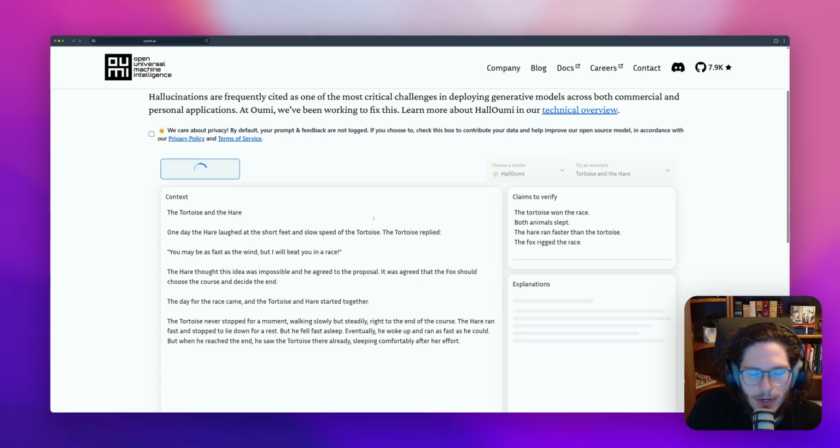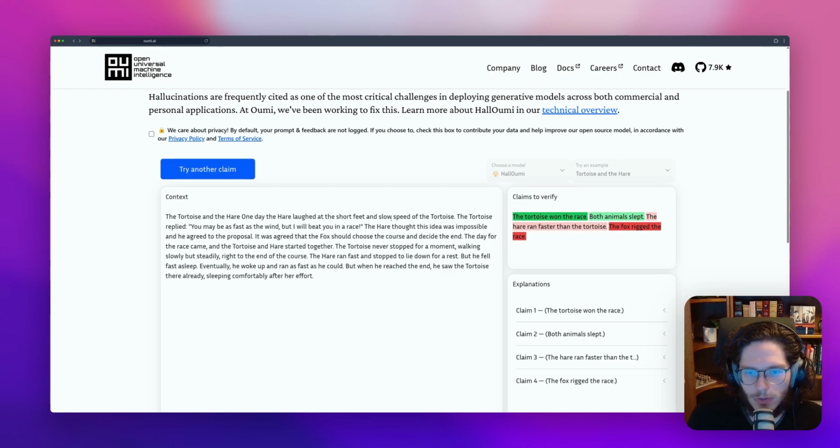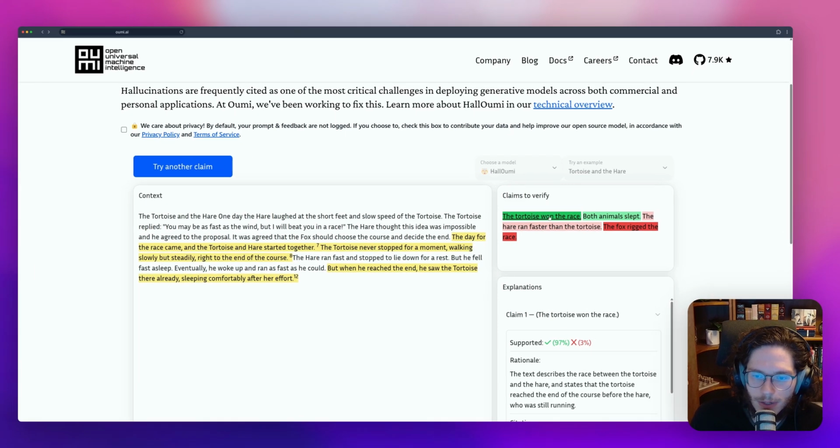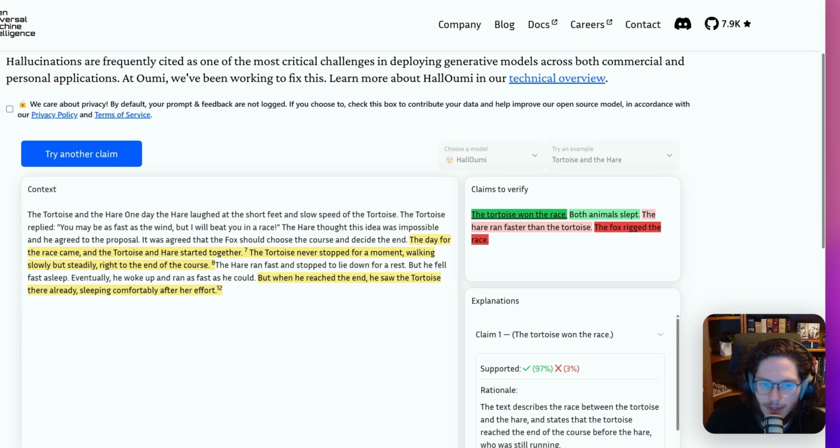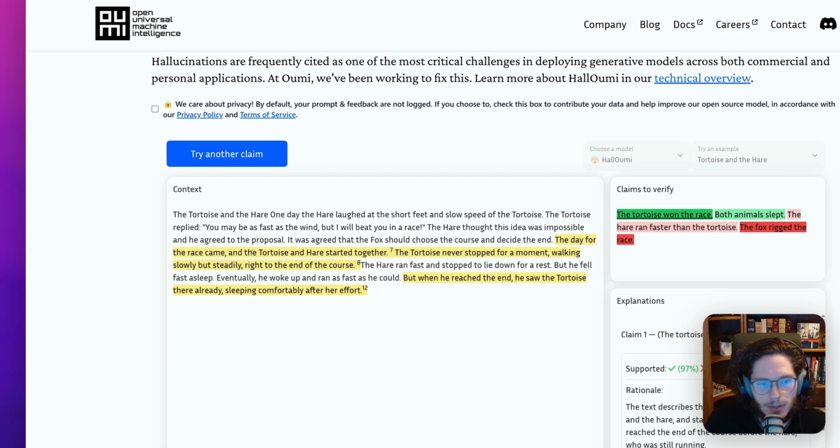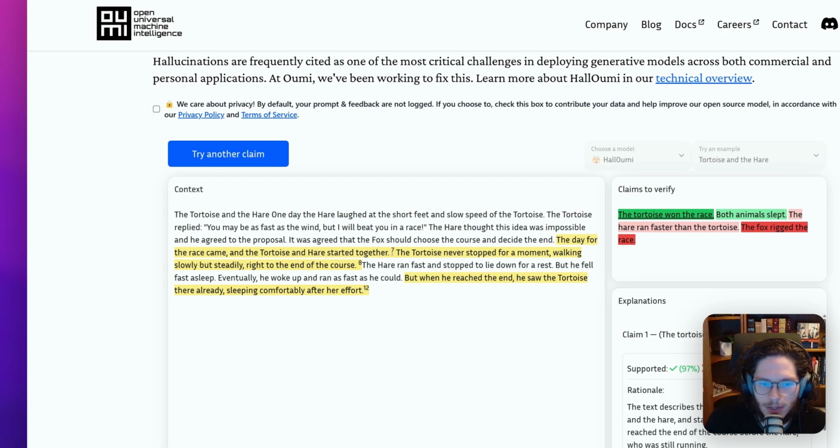Now, let's go ahead and click Verify Claims, and it should only take a few seconds to come up. And here we have our list. So first, the tortoise won the race, and we can see it's highlighting the examples of the race came and the tortoise and the hare started together.